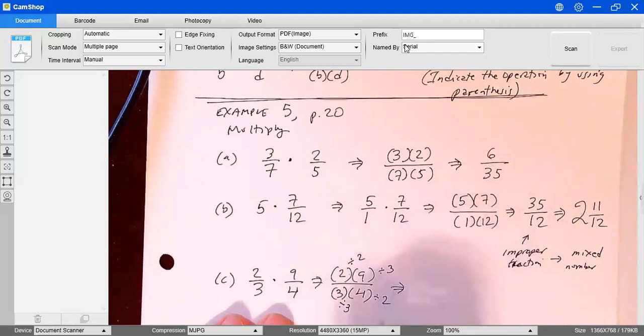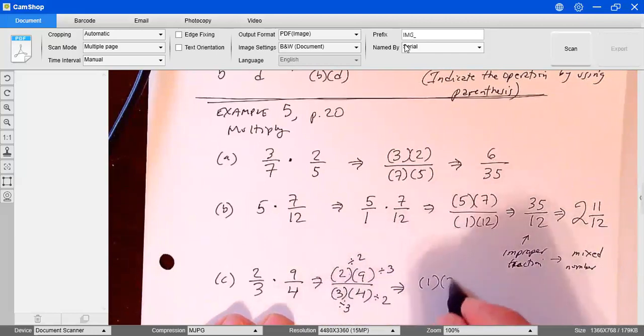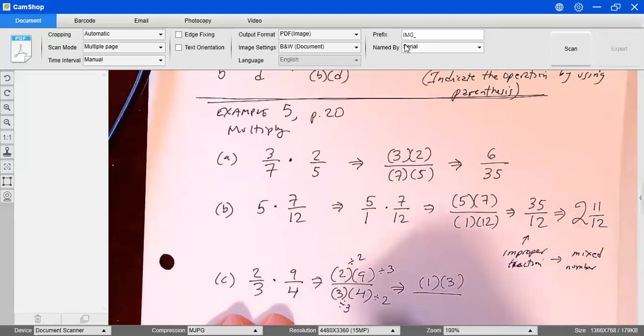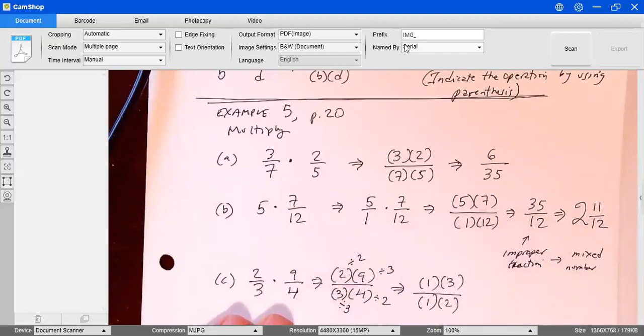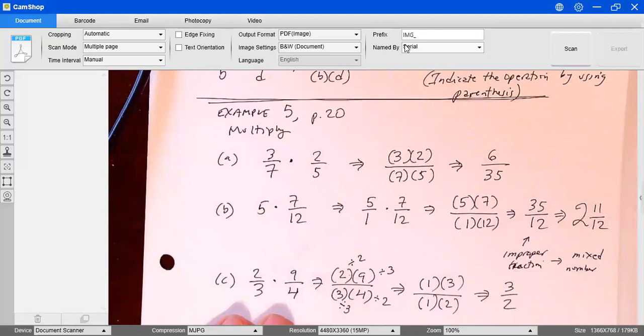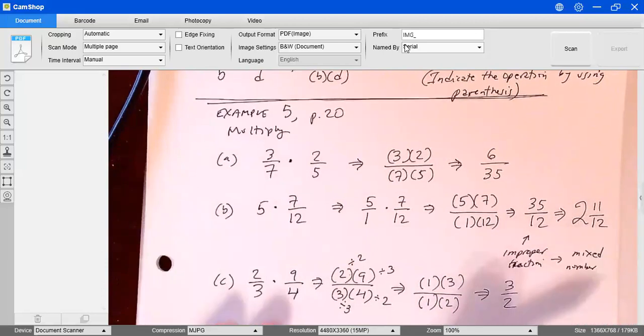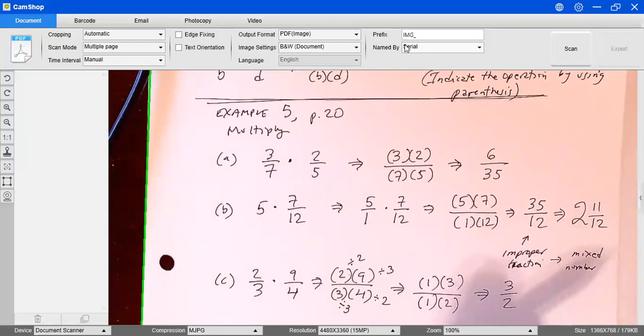So let's simplify this. 2 divided by 2 is going to be 1. 9 divided by 3 is going to be 3. 3 divided by 3 is going to be 1. And 4 divided by 2 is going to be 2. So then you just multiply, you're going to get 3/2. Again, this is an improper fraction that you can convert into a mixed number. I don't care about that.